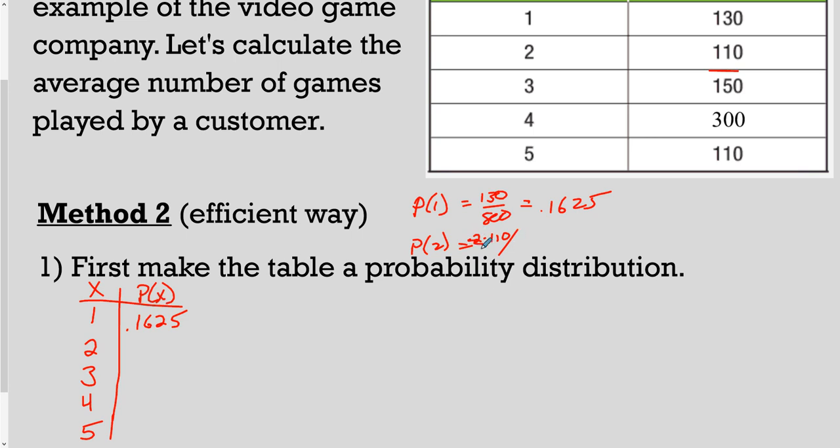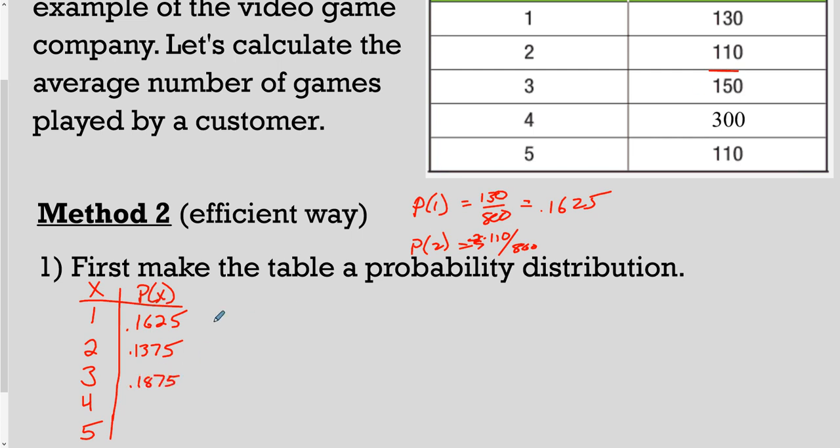Nope. We don't need to do that, do we? We're just looking at players. So 110 over 800, 0.1375. And we're going to keep doing that for each of these rows. So then I take the 150 divided by 800. I'm just finding what's the probability that a player is in each of these groups. That's all we're trying to do.